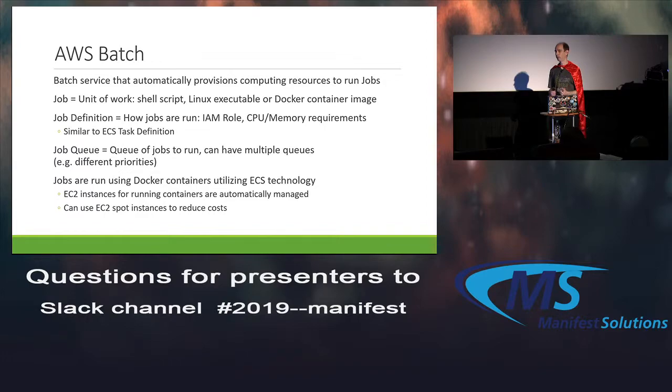Now, here we have a batch service that automatically provisions all the computing resources for you. You don't have to stand up EC2 instances manually. And it has the concept of a job, which is a unit of work. It might be something like a shell script, Linux executable, or you might actually supply the container you want to run directly. And a job definition where you specify an IAM role, some CPU and memory requirements, and this looks very similar to an ECS task definition. And then you've got a job queue, and you can have multiple queues, and you can prioritize your work based upon which queues these go into.